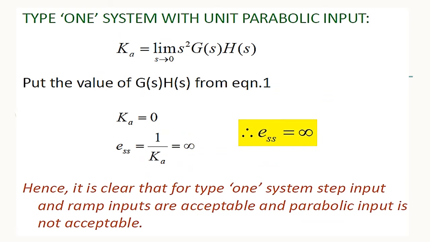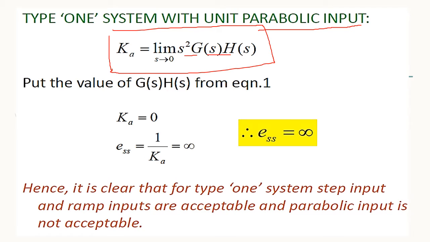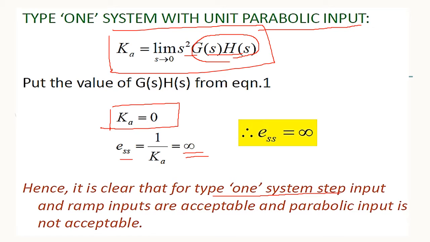The next is for the parabolic input. Again, the formula is Ka is equal to limit s tends to 0 of s square G of s into H of s. Again, to this generalized equation, if I substitute s tends to 0, the equation I get for Ka is 0. So again, ESS is 1 by Ka, 1 by 0 is infinity. So hence it is clear that for type 1 system, the step input and ramp input are acceptable because we are getting a constant value, and parabolic input is not acceptable because we are getting an infinite value for the parabolic input.